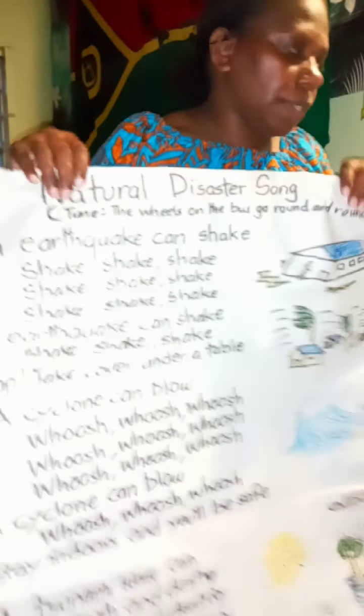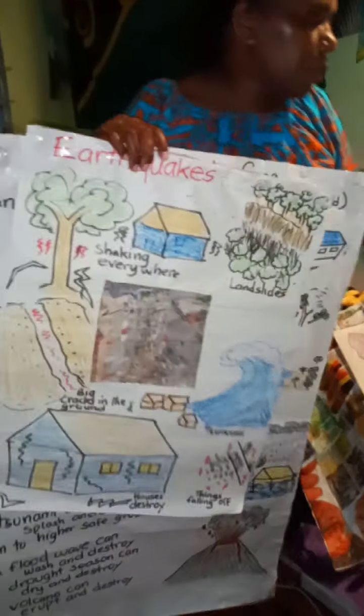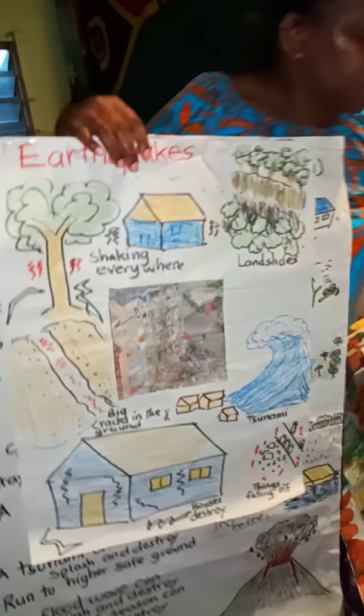And the second one, for safety, we'll be looking at natural disasters again. We're still going to look at the song that we have sung in the kindergarten. And we'll be looking at earthquakes. So this is the poster that we're going to use, and we have the earthquake drill poster.